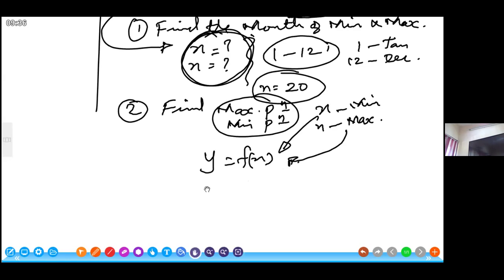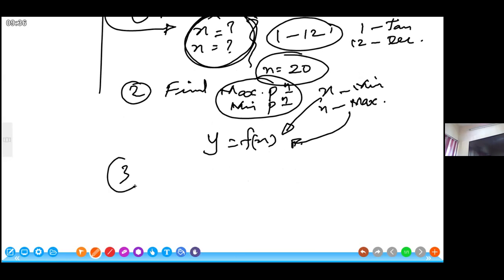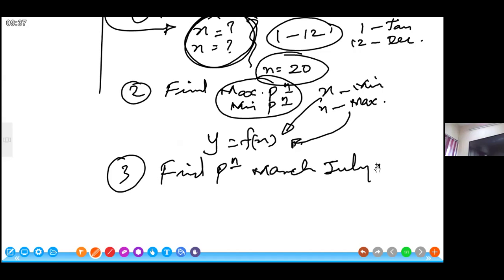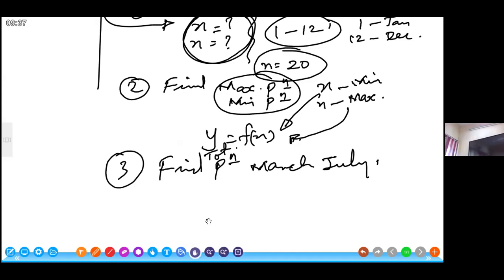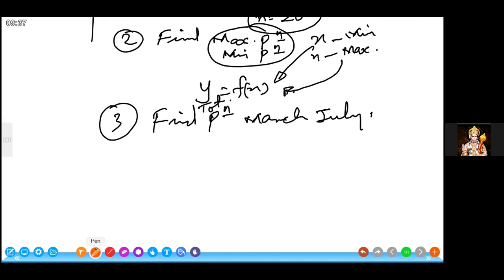One more concept here. Find out the production for March to July. Find out the total production from March to July. What will you do? Area under the curve. Yes, it is the area under the curve.